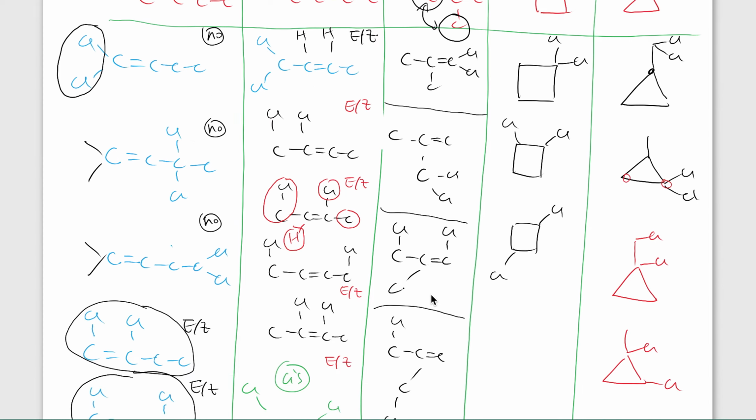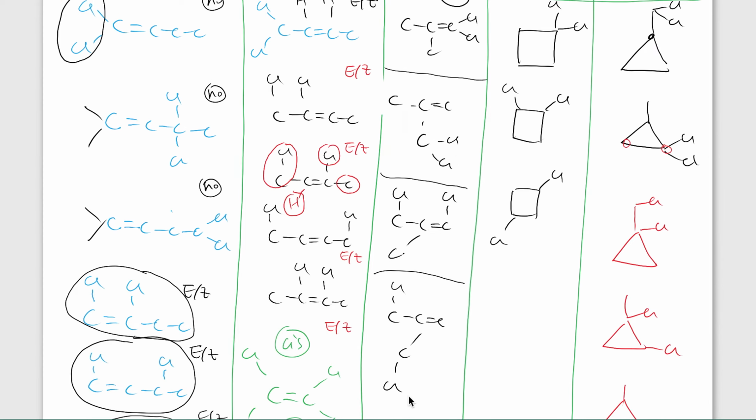Let's just come back to this. So there are four of them. 1, 2, 3, 4. Can everyone type it to the Skype chat? How many geometric isomers do you think there are?